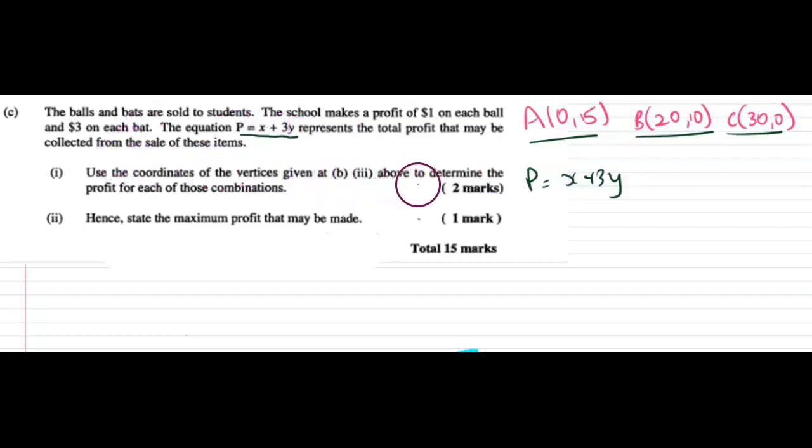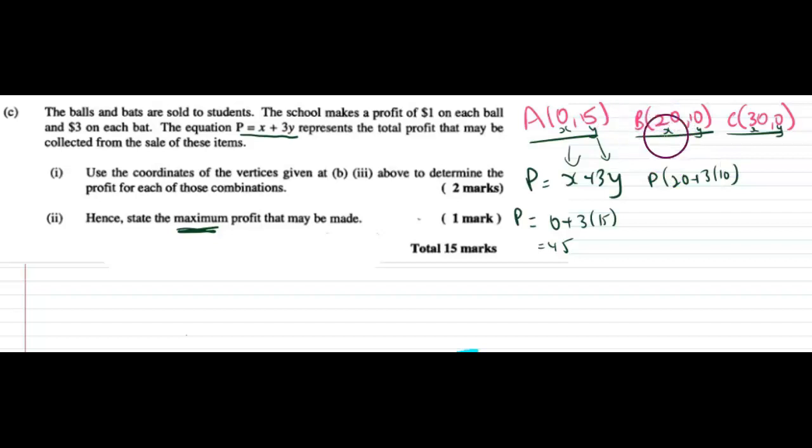Use the coordinates of the vertices above to determine the profit for each combination and hence determine which is the maximum. So what you're supposed to do here now is that in A, x is 0 and y is 15. In B, x is 20, y is 10. In C, x is 30, y is 0. Substitute these into this equation each time and get the profit for each point. So for A now, the profit will be 0 plus 3 by 15, which would be 45. For B, the profit would be 20 plus 3 by 10. So that's actually 50.